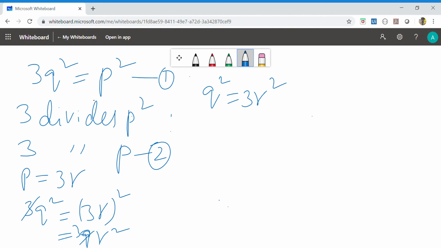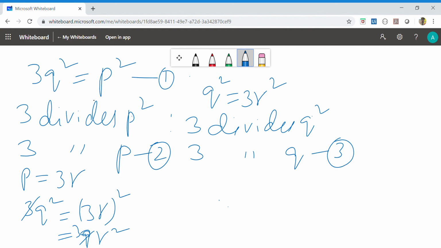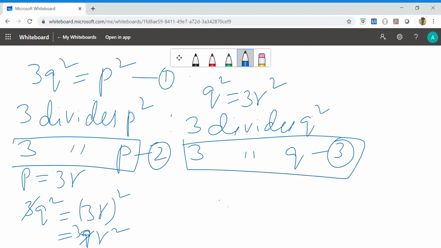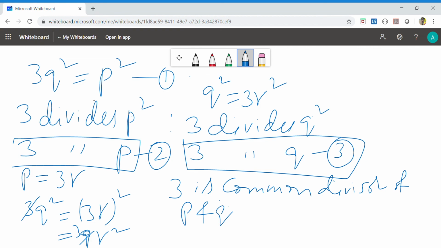Q square is equal to 3R square. That means 3R square is a multiple of 3, equal to Q square, which implies 3 divides Q square. If 3 divides Q square, then 3 divides Q also. Take this as statement 3. Statement 2 is 3 divides P, and statement 3 is 3 divides Q. That means 3 is a common divisor of P and Q.